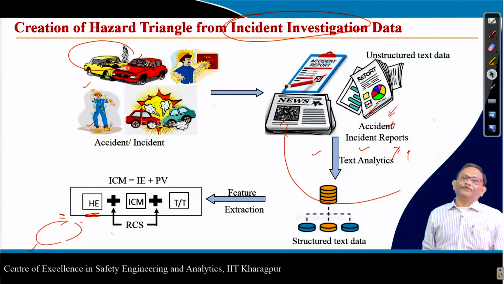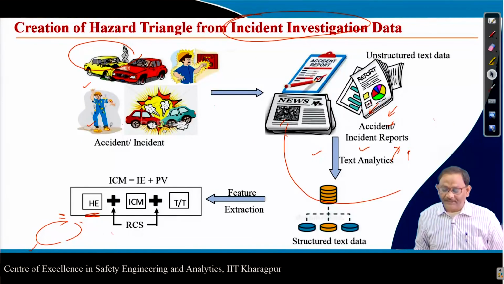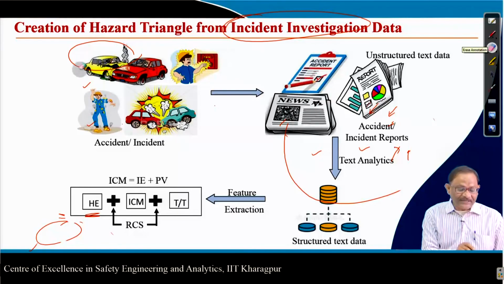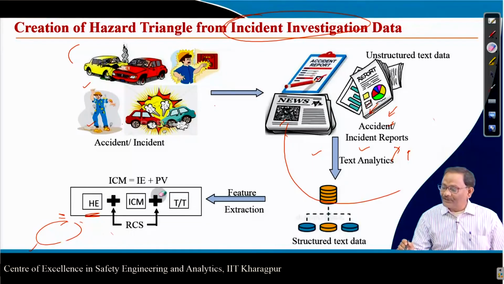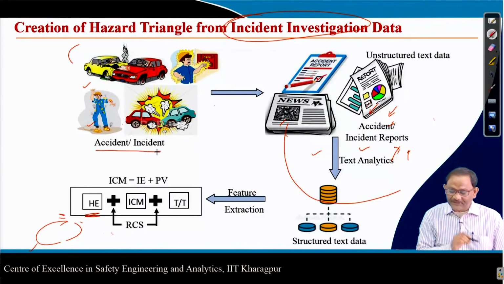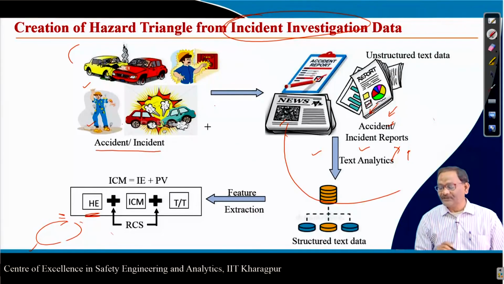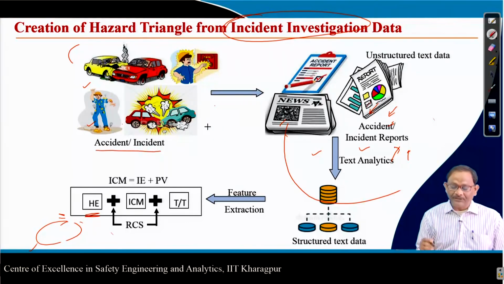Now another source of hazard data will come from the incident investigation data. Whenever an accident takes place, there will be an immediate investigation, and based on this investigation reports will be prepared. And the investigation reports are not only prepared by the team nowadays, but there are other sources also.